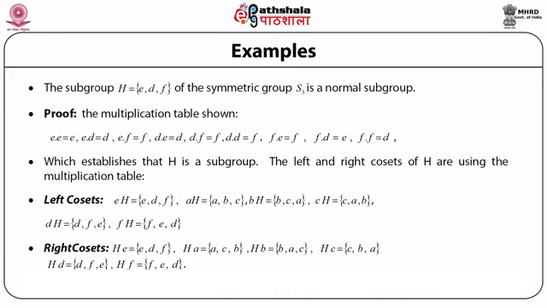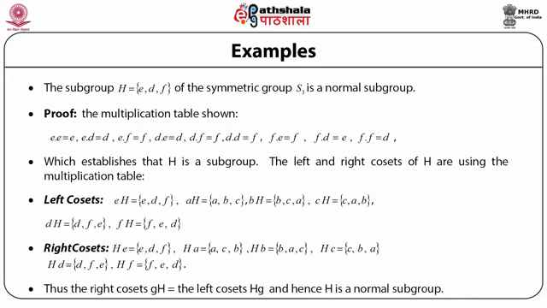HE is equal to EDF, HA is equal to ACB, HB is equal to BAC, HC is equal to CBA, HD is equal to DFE, HF is equal to FED. Now we can easily see that the left coset gH is equal to the right coset Hg, hence H is a normal subgroup.